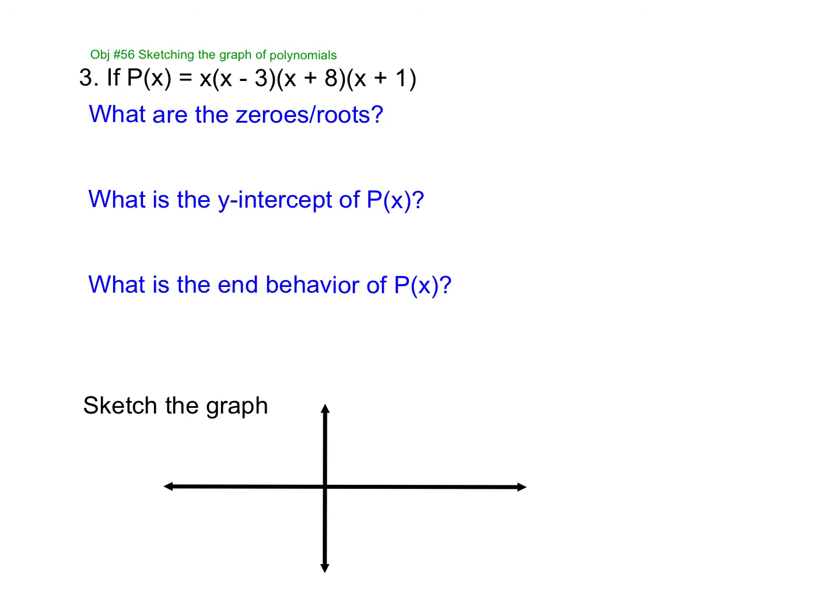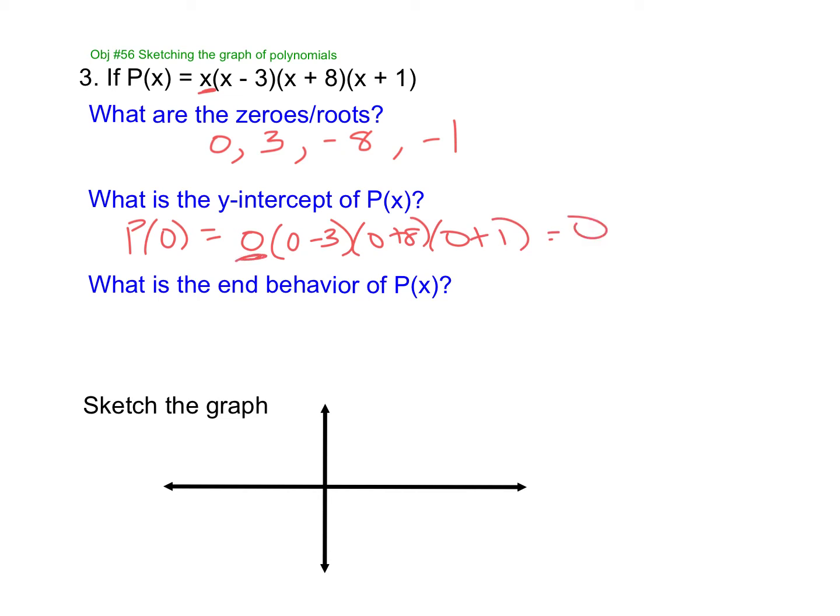Okay, so let's try this one. What are our zeros or our roots? Start with that. This gives us a 0, our 0. We've got 3. We've got -8. And we've got -1. So those are our roots. The y-intercept, what do we get if we plug in 0? We get 0, 0 minus 3, 0 plus 8, 0 plus 1. Since that 0 is at the front, it's just 0.